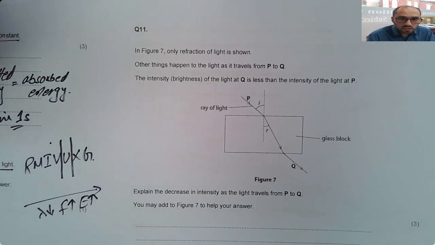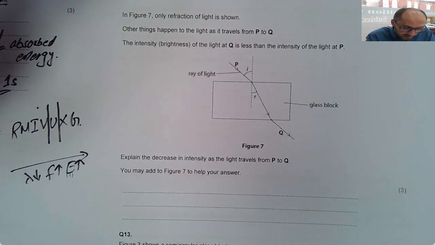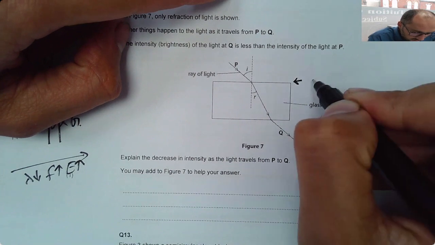Next question. In figure 7, only refraction of light is shown. Other things happen to the light as it travels from P to Q. The intensity, brightness, of the light at Q is less than the intensity of the light at P. Explain the decrease in intensity as the light travels from P to Q. This is our boundary.